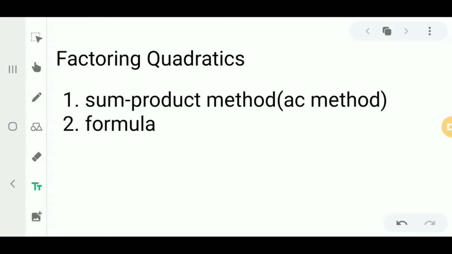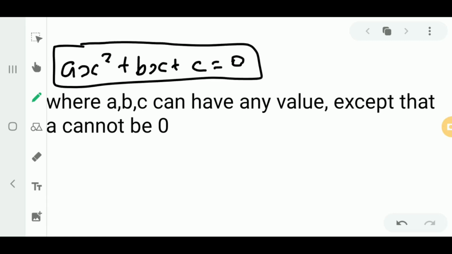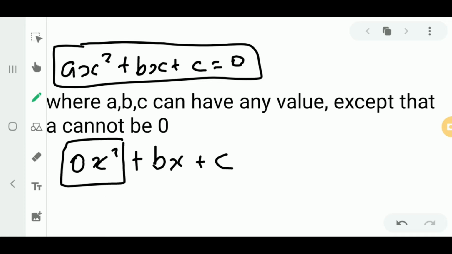So let's get started. Okay, so this is a standard formula for quadratic equations, where ax squared plus bx plus c is equal to 0. Now a, b, and c can be any value except that a cannot be 0, because once a is 0, you'll have 0x squared plus bx plus c. And 0 times anything gives you 0, so this will no longer be a quadratic.